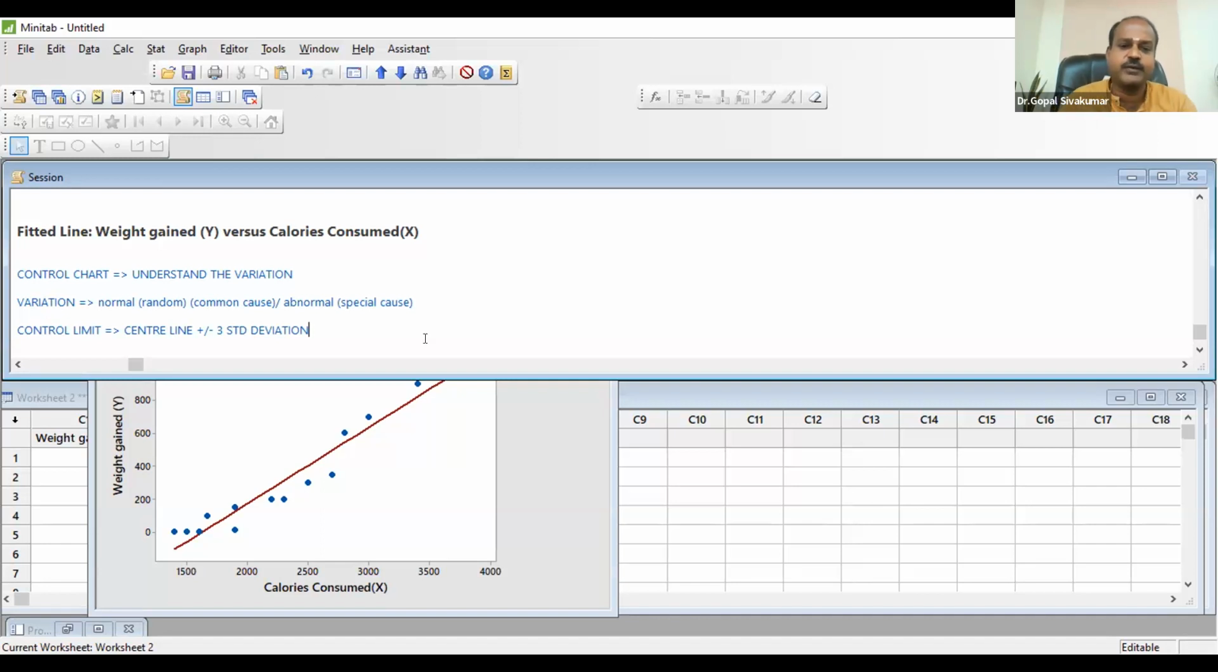Agreed? Understood, all of you? So ultimately, by control chart, we want to understand whether the variation is due to special cause or common cause. If it is common cause, no problem. You can continue, run the process, don't do anything. But if you see a point outside the control limit, it is special cause. You have to stop the process. You have to find out the reason. You have to take action. If you fail to do that, the same problem with a higher magnitude will definitely happen in the near future, right?